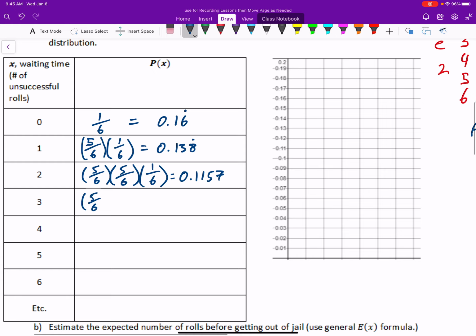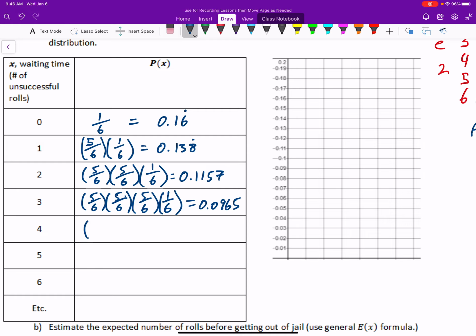And then if I want to have 3 unsuccessful rolls and then get a success, then we've got 5/6 for the first roll for being unsuccessful, another 5/6 for the second roll being unsuccessful, another 5/6 for the third roll. Finally, we've got our success, which is 1/6, and that works out to be 0.0965. And again, we could simplify that, couldn't we? We could rewrite that 5 over 6 times itself 3 times is just 5/6 to the 3. So you can start to see a pattern forming.